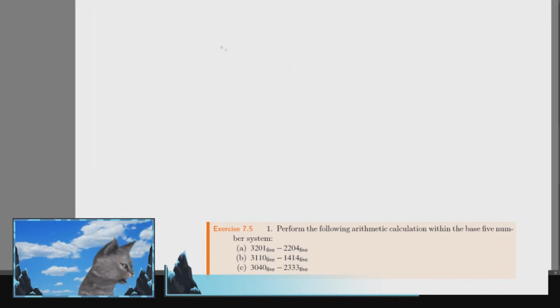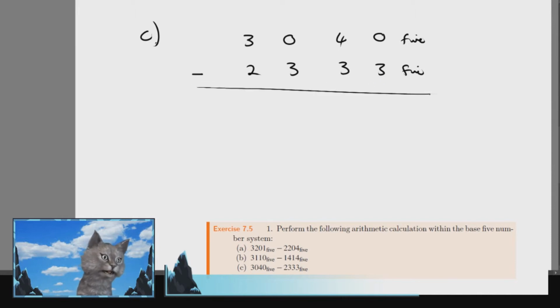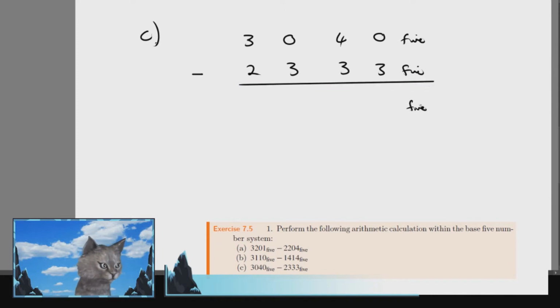Let's see, there's one more. C. 3, 0, 4, 0, minus 2, 3, 3, 3. Let's see. Whoops, that was not a horizontal line at all. That wasn't a horizontal either. Maybe I should use my line tool. Stop thinking I can draw straight lines.